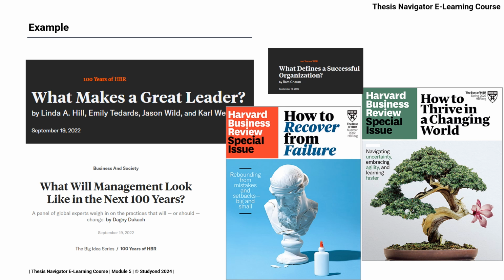Because this aspect is so important, let's quickly reflect on the following headlines from the Harvard Business Review. Can you feel how powerful the problem-answer structure is? What makes a great leader? How to recover from failure? What defines a successful organization? These are all titles that address a very specific problem and promise the reader that if they open and read the magazine, they will find an answer or solution to this problem.